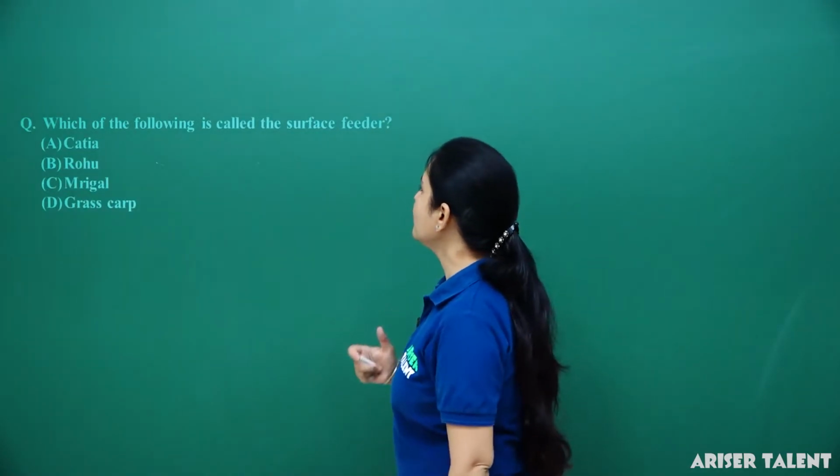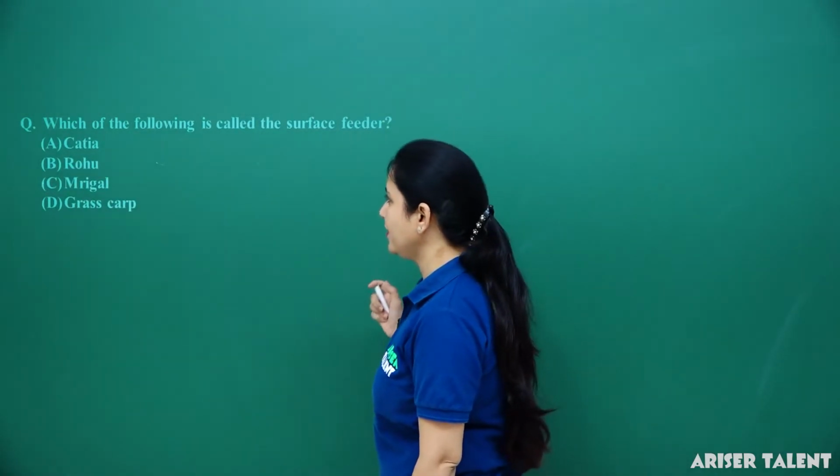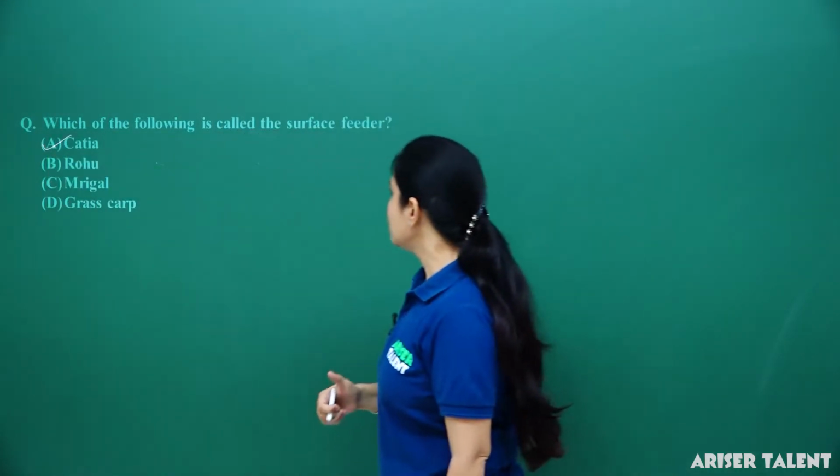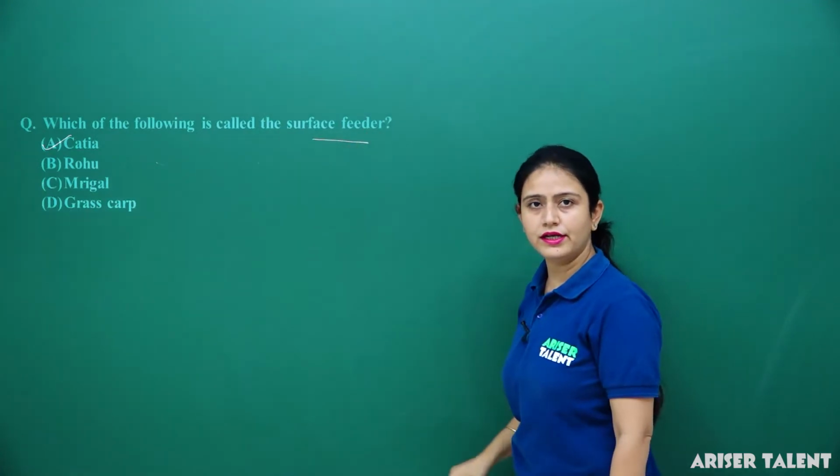Next is, which of the following is called the surface feeder? We have studied it in the chapter also, that Kota is the surface feeder. Clear?